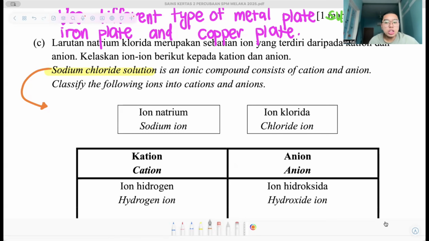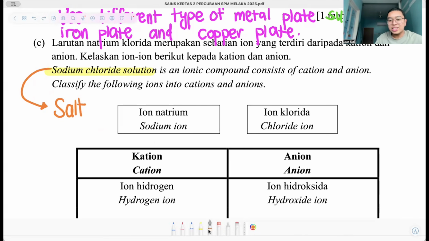Okay. So, sodium chloride solution. What is sodium chloride? I already taught this before, guys. Sodium chloride is salt, my dear. This is salt. They write the name in a difficult way just to scare you, okay? It just makes you afraid. Nothing to be afraid of. This is just salt. So, sodium chloride solution is actually salt solution.